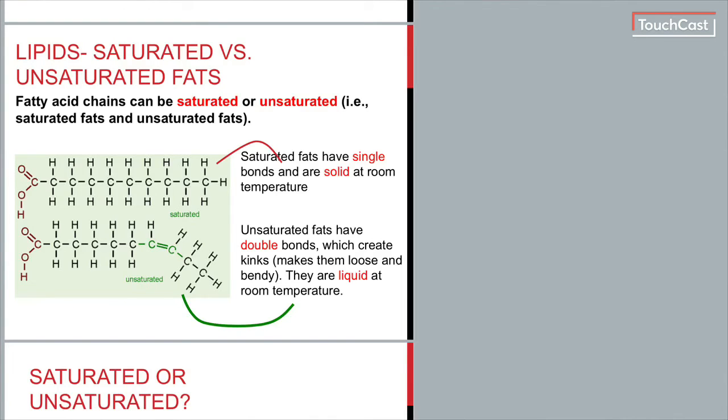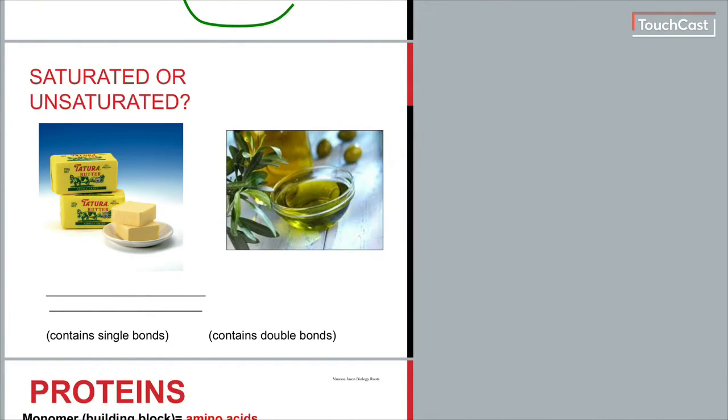We then have unsaturated fats, and that means that they have double bonds and kinks, and the easiest way to tell if something is an unsaturated fat is that it is a liquid at room temperature. For example, olive oil. So we have butter that contains single bonds, and olive oil that contains double bonds, and a lot less saturation. And so the reason saturated fats are so much worse for you is because they don't have the ability to easily move through our arteries, and they get stuck, causing clogs and problems like heart attacks.